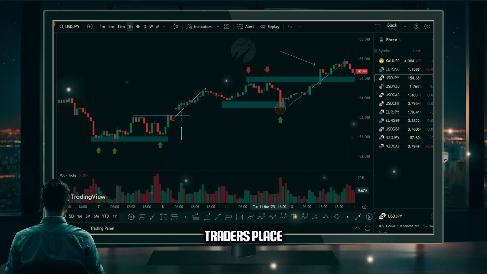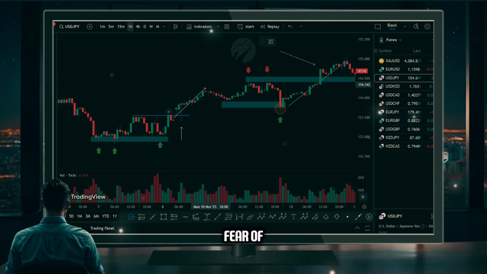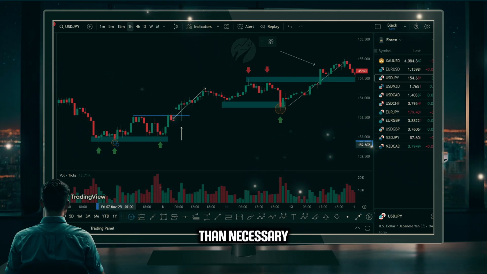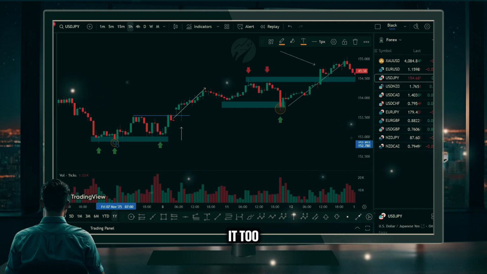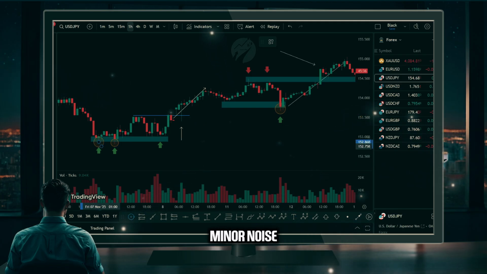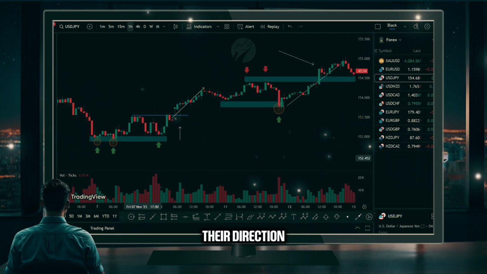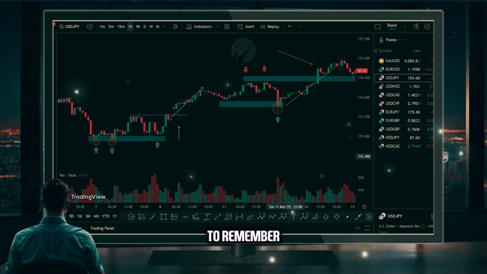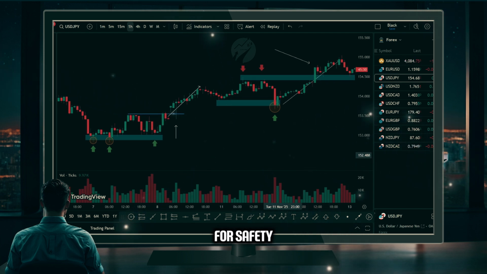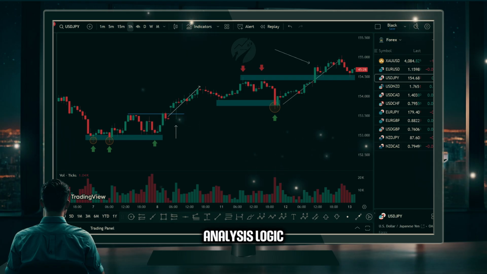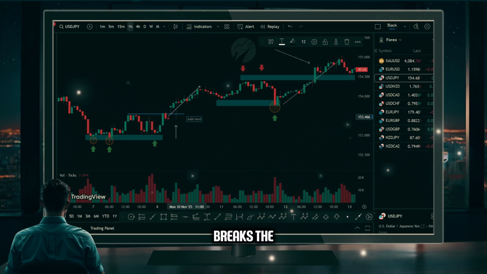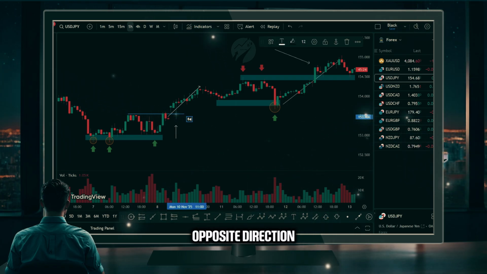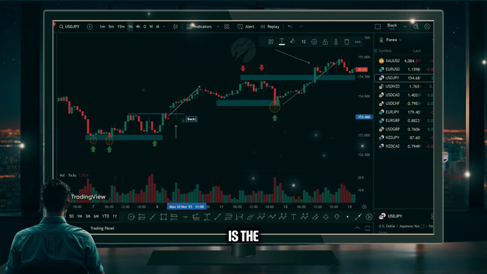I've seen traders place stop loss too wide out of fear of being hunted, losing more than necessary. Others place it too tight and get knocked out by minor noise before price goes in their direction. What I want you to remember: stop loss is not for safety, it's to protect your analysis logic. When price breaks the trend line in the opposite direction, your idea is wrong, and exiting is the only right reaction. Losing traders are those who hope too much.